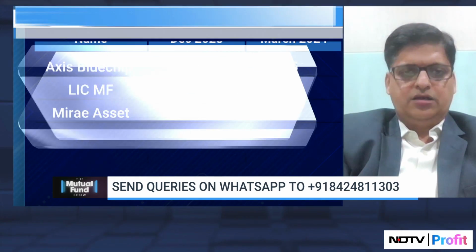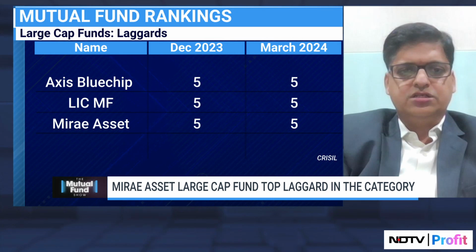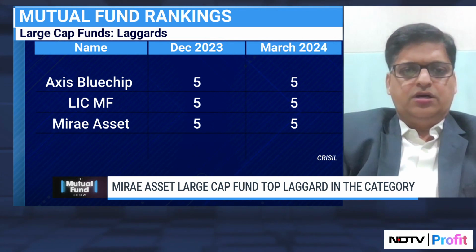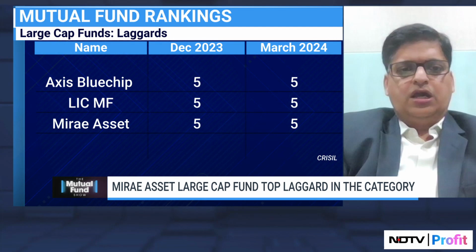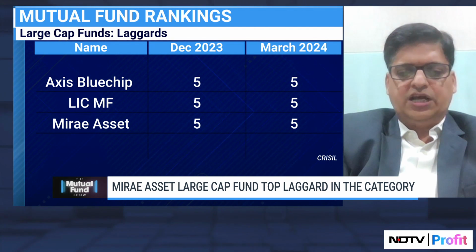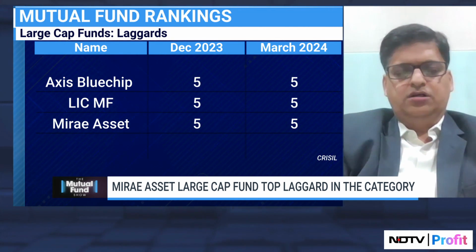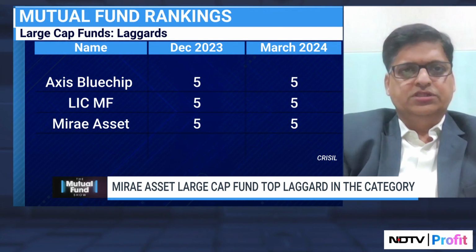Why is that, Piyush? Right. So when we look at Mirae, this is a fund which has been ranked 5 in the last 3 consecutive quarters. And even before that, the fund was ranked 4. So to that extent, the fund performance has been weaker across time frames. It ranks 5, lowest in the category, as far as the return is concerned. Some of its exposure in the mid cap space and also some of the sectors like financial services and IT is where the fund has lost out in terms of performance.